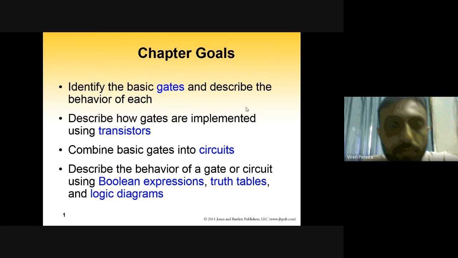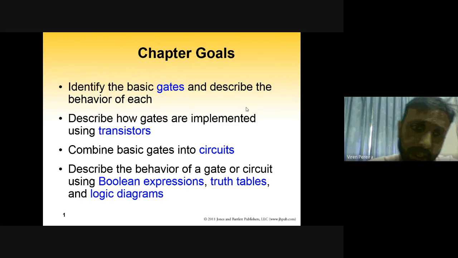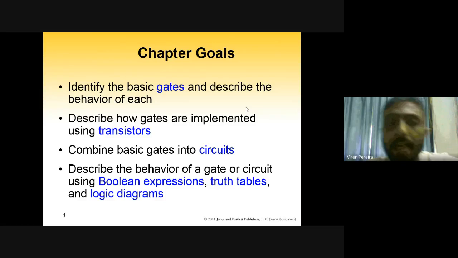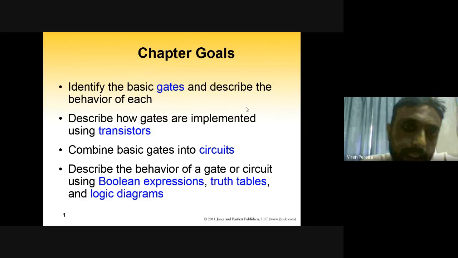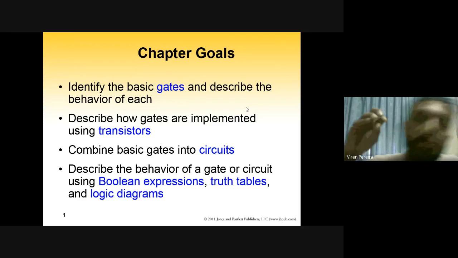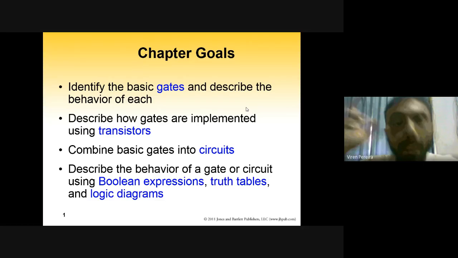The second goal is to implement them using transistors. That means how can we use transistors and implement these gates, because finally these gates or these ICs, AND gate and OR gate ICs, they are made up of transistors only, right? So how we can use transistors and make up these gates.